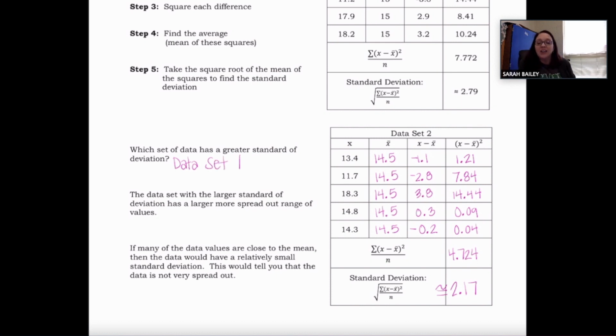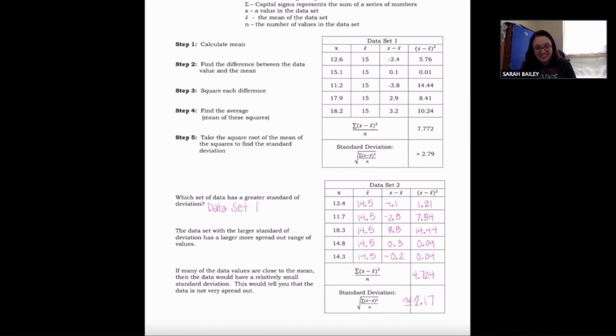And it says the data set with the larger standard deviation has a larger or more spread out range of values. They're more spread out instead of being close together, right, than the other one. And so that would be data set 1. If many of the data values are close to the mean, then the data would have a small standard deviation, and this would tell you the data is not so spread out. All right, so that's how you would do standard deviation by hand.